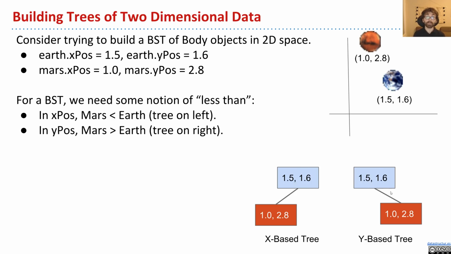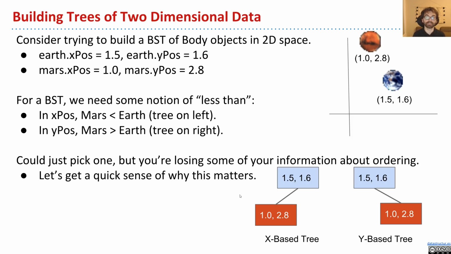Okay. So the point here is just that to specify that comparison, somehow, we need some total ordering for our objects. And if you have 2 different dimensions to consider, the easiest thing you can do is just consider only one of those dimensions. So let's see why that causes us some trouble. We could do this, right? But the problem is that we'll lose some information about the ordering, and I'm just going to give you a very quick look at why this matters.